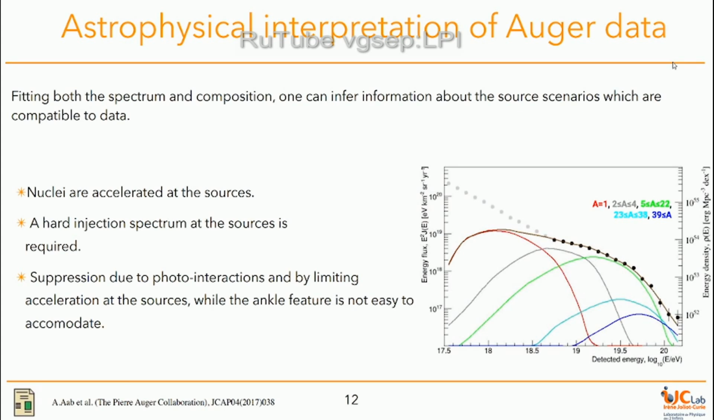What was found in terms of interpretation of this work is that we can explain ultra-high-energy cosmic rays in terms of nuclei. So there are no protons anymore, but we need to accelerate nuclei with a hard injection spectrum. Again, this was a novelty at the time, because a hard injection spectrum means E to the -1, while diffusive shock acceleration predicts more or less E to the -2.